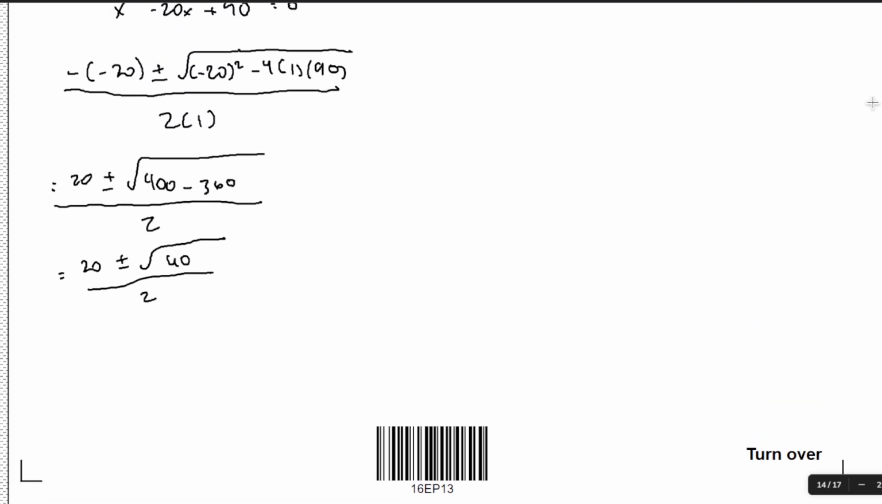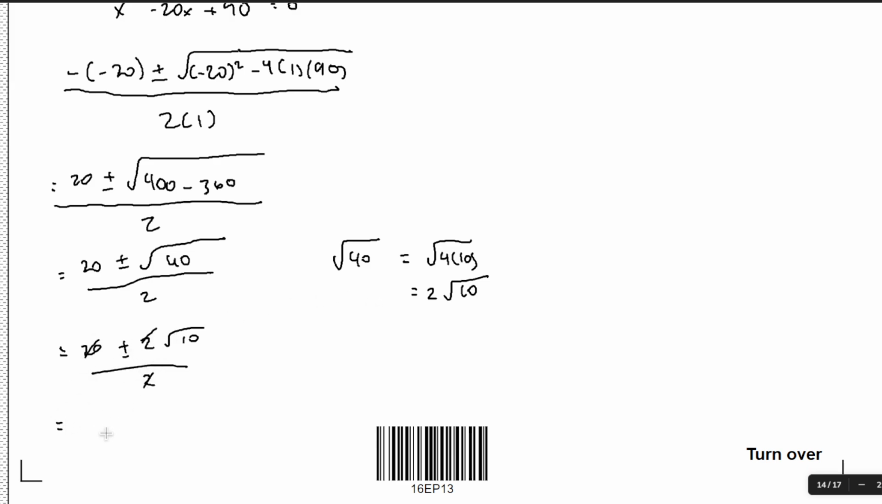Now, we can actually take 2 out. So it's 10 over 2. Because keep in mind, how do we get this, okay? Root of 40 is the same as root of 4 times 10, which we can then take the root of 4 out, which gives us 2 times root of 10, okay? And after that, we can just cancel these out, which gives us 10 plus minus root of 10.